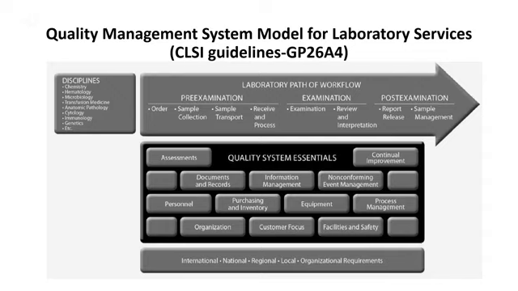So in a laboratory, typically the order is placed for sample collection, followed by the collection of sample, sample is transported, received, and processed. The examination phase starts with the examination or analysis of the sample, followed by review and interpretation. Post-examination processes include report release as well as sample management. These all processes have quality system essentials in them.